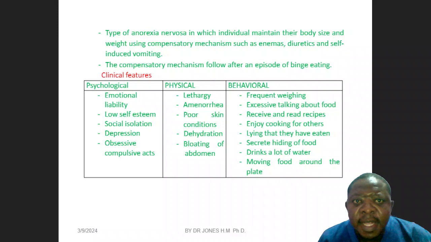So binge anorexia nervosa is a type of anorexia nervosa in which individuals maintain their body size and weight using compensatory mechanisms such as use of enemas, diuretics, and self-induced vomiting. The compensatory mechanisms follow after an episode of binge eating. So they will eat a lot and then afterwards they administer an enema to remove those foods, because the food will cause them to gain weight.